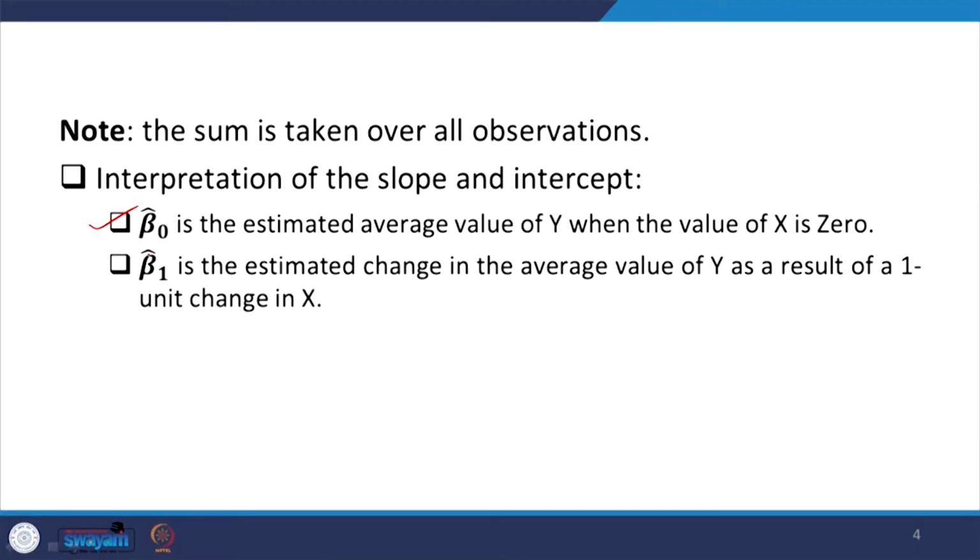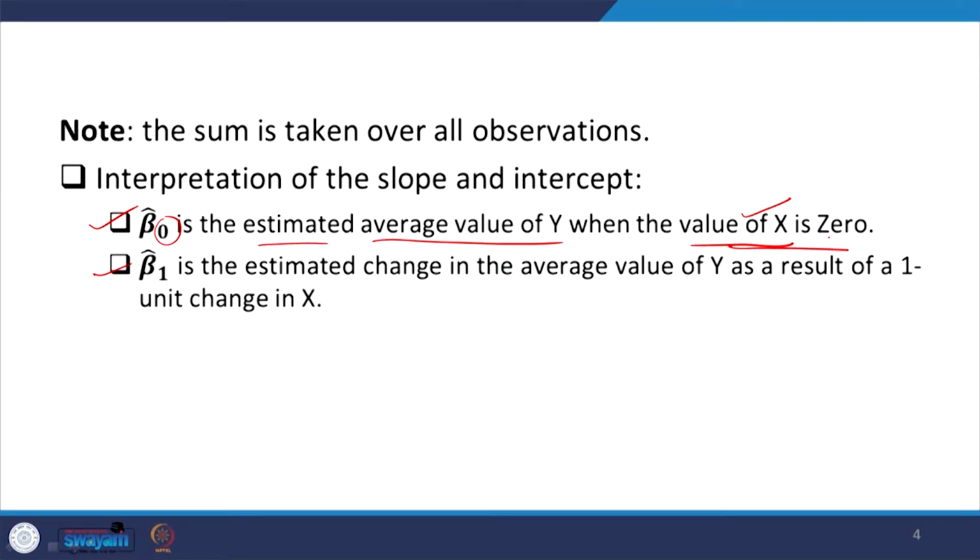The interpretation of the slope and intercept is also important. This is the coefficient of the intercept, and this is the coefficient of the slope. Every time I mention hat, that indicates an estimated value. Beta naught hat is the estimated average value of y when x is equal to 0. I told you already that beta naught refers to the autonomous variable, the intercept term. Autonomous means it is not affected by a change in the value of x. So, when there is a 0 change in x, what is the impact on y? That is nothing but beta naught hat.